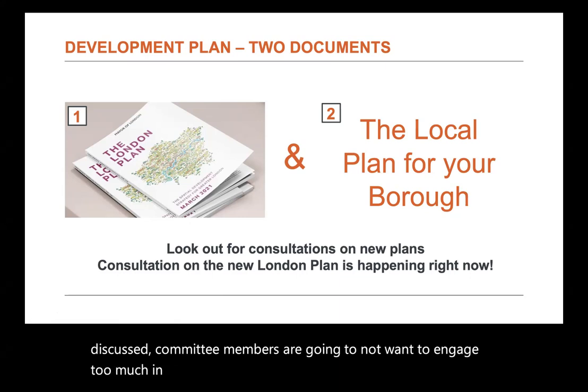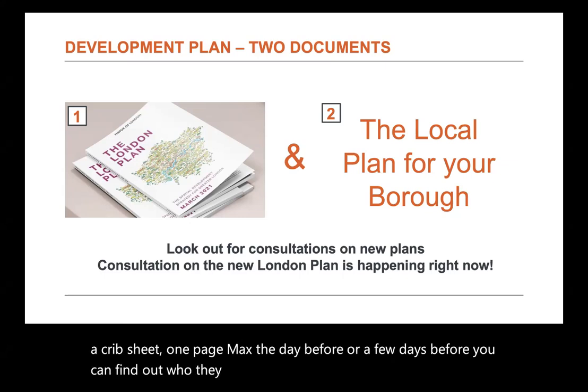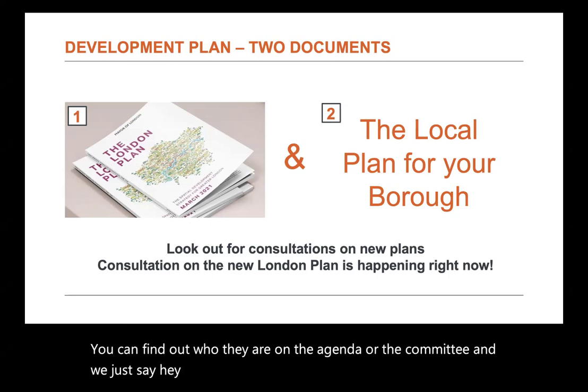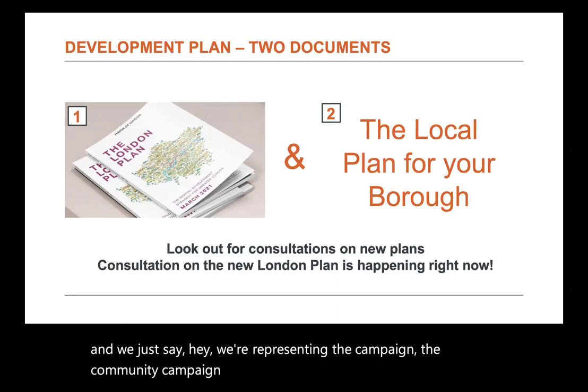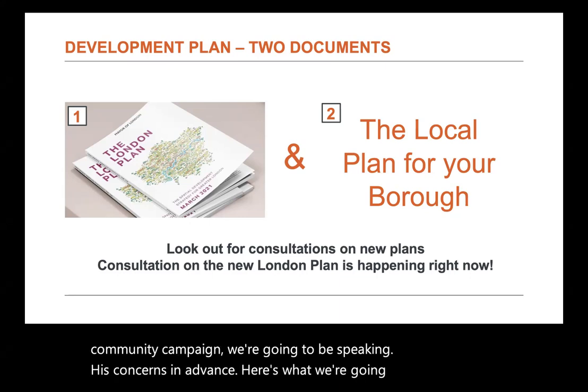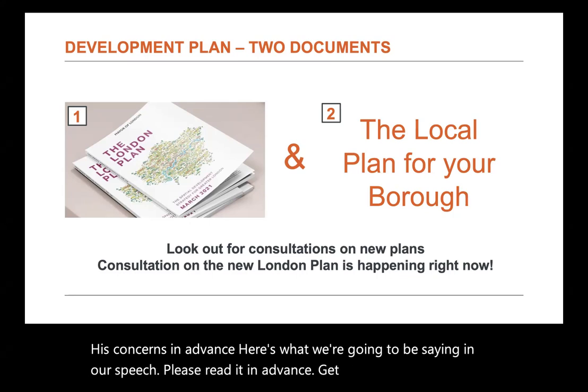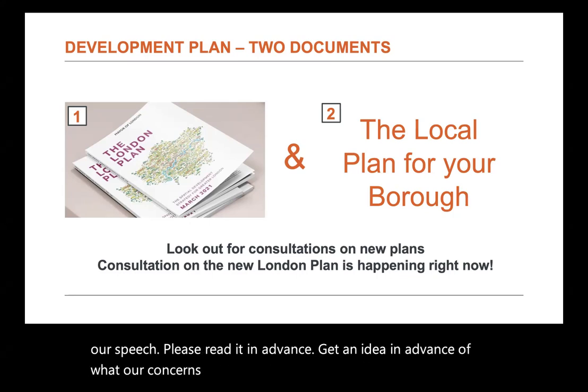But what we've tended to do is send them a crib sheet, one page max. The day before or a few days before, you can find out who they are on the agenda for the committee. And we just say, hey, we're representing the community campaign. We're going to be speaking. Here are our concerns in advance. Here's what we're going to be saying in our speech. Please read it in advance, get an idea of what our concerns are. And we encourage some questions from you.